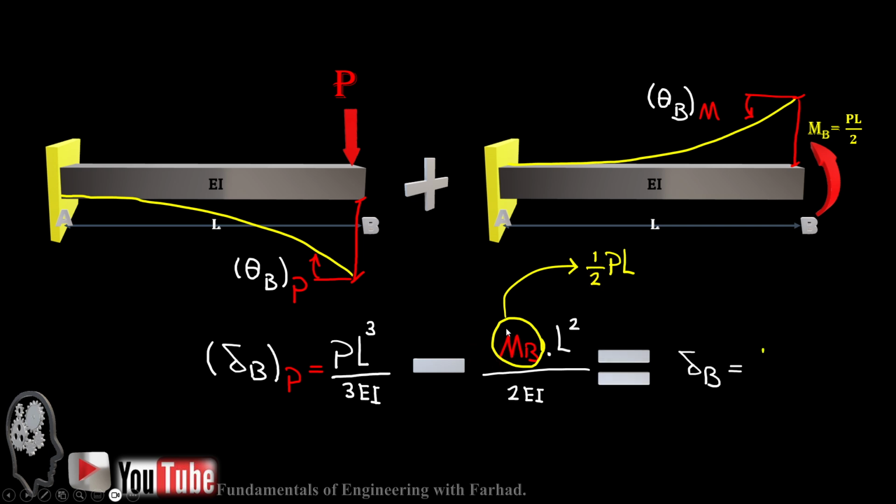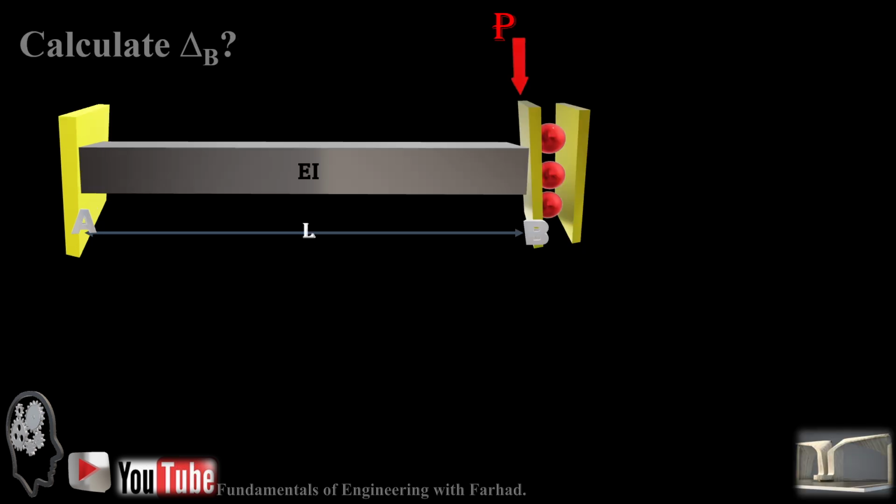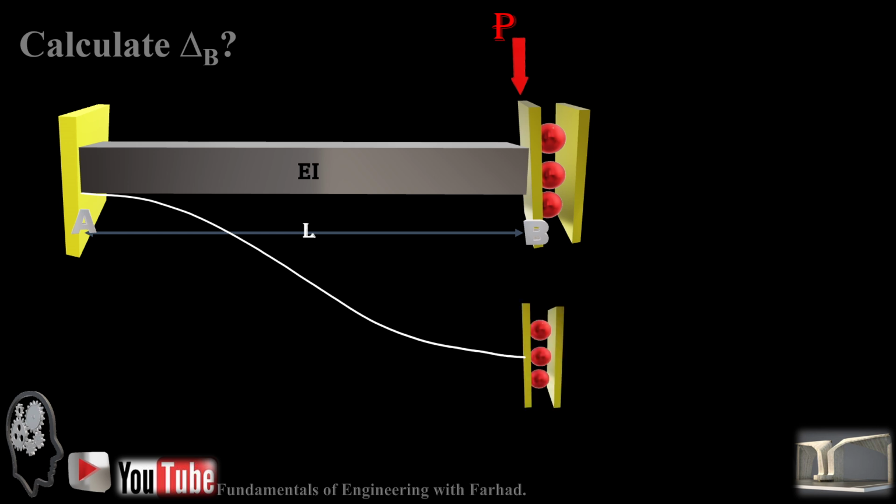Replace that in the main equation, and the only unknown is delta total, and that's PL cubed over 12EI, which we can easily see in a fixed and a sliding support with a concentrated load at B. Delta B is equal to PL cubed over 12EI.